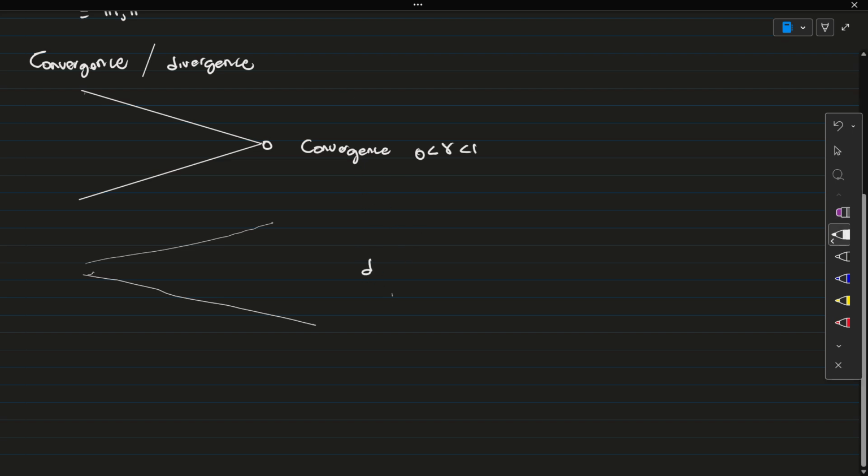Okay, let me finish writing this. Sorry. Divergence: the numbers keep on getting bigger and bigger and bigger. But for convergence, they get smaller and smaller until they reach 0, like they get closer to 0. Hope you understand.